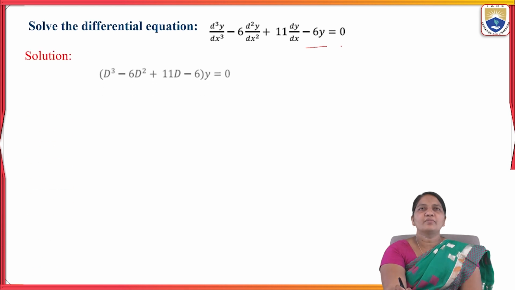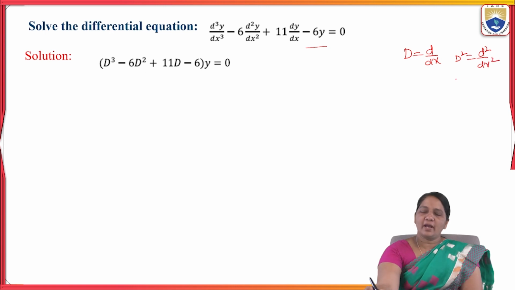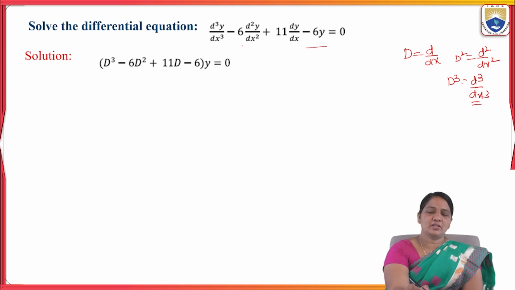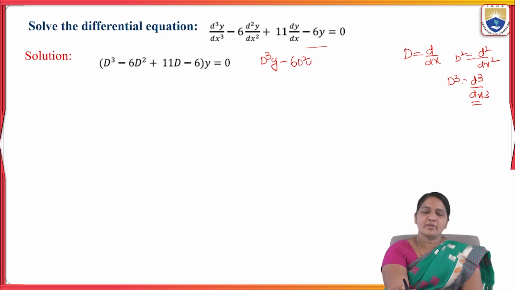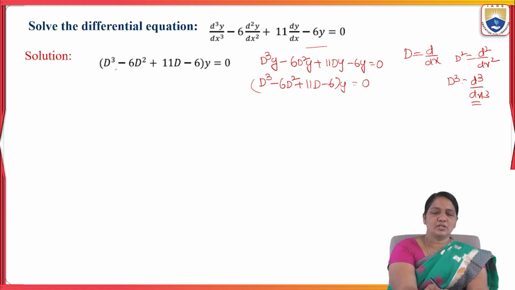Now first we write the operator form here. What is our operator? D is d by dx, d square is d square by dx square, and d cube is d cube by dx cube. Based on this, we write the operator form: d cube y minus 6d square y plus 11 dy minus 6y equal to 0. Now we write this as (d cube minus 6d square plus 11d minus 6) y equal to 0.